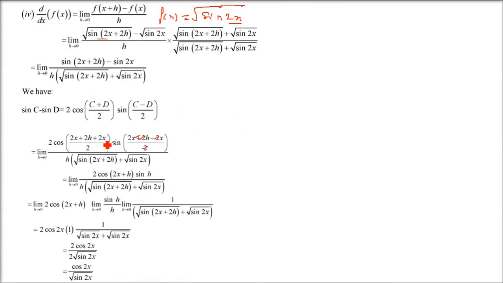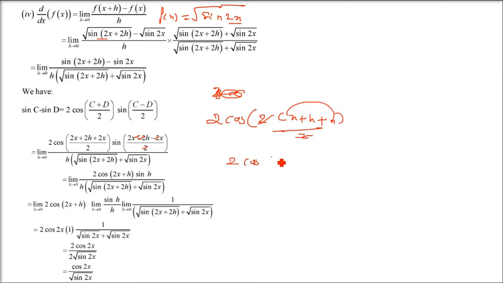Let me show you here. 2x plus 2h plus 2x, so you can just write it as 2 cos, x plus h plus x divided by 2. So ultimately what do you get? 2x plus h. 2 cos(2x + h) for this. Sin h by h already we have made it as 1. Right? Now this is under root sin 2x and under root sin 2x. So this is 2 under root sin 2x.